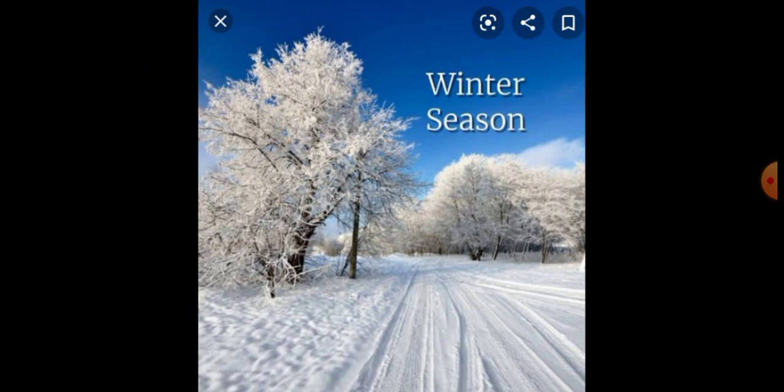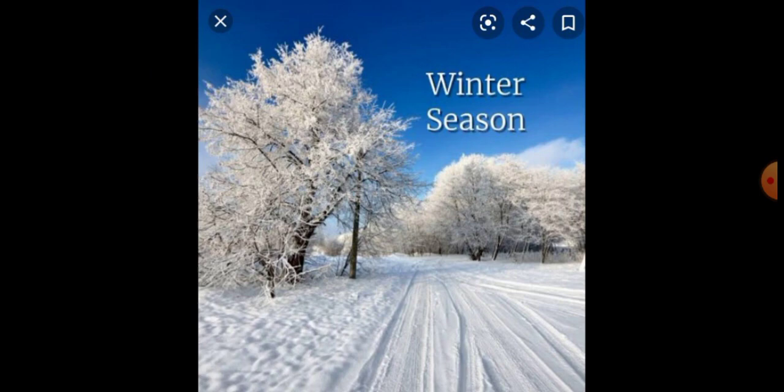The trees have no leaves during this time. Also during this period, the daytime is very short, and during the winter season, the temperature falls even below 5 degrees Celsius in some parts of our country. In this season, lots of fruits and vegetables are available according to the season.